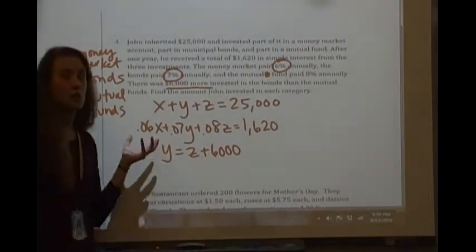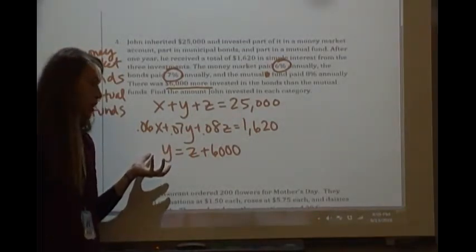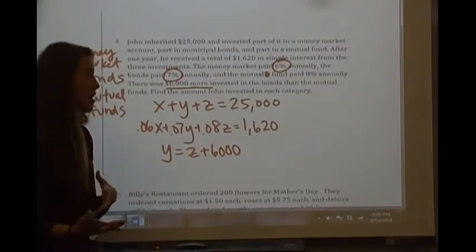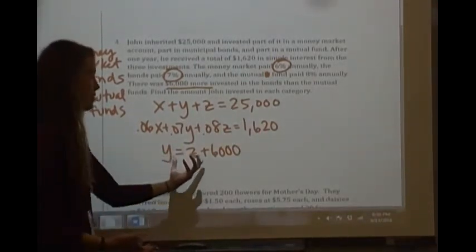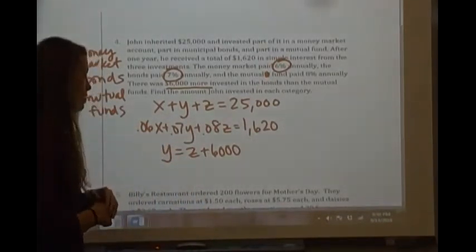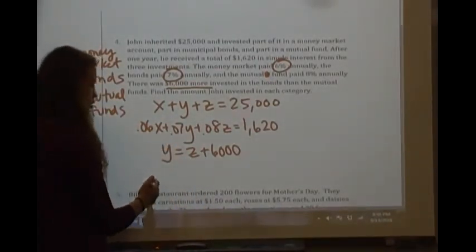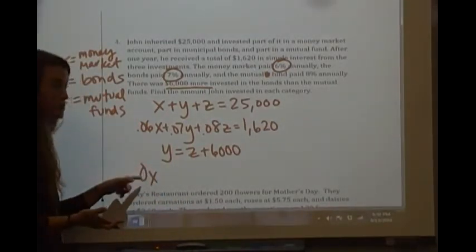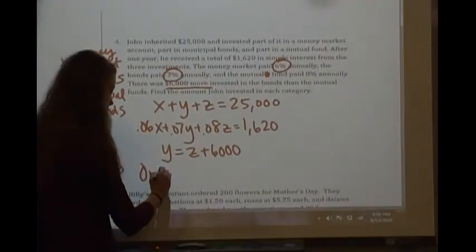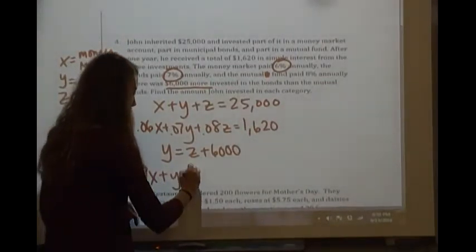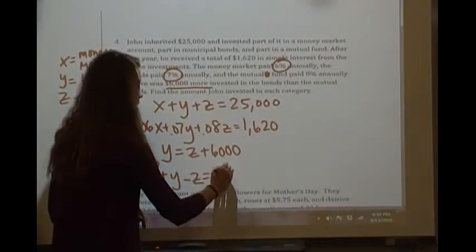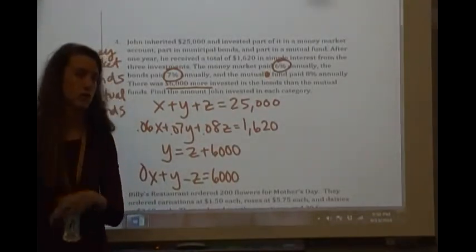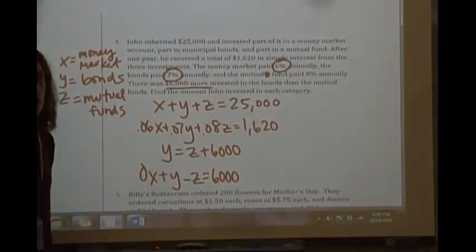Now the problem here is that we have this equation that does not match our model, that we need to have all the variables on one side and all the constants on the other. And this one we have a z on the right side and not on the side of the other one. So we're going to move that z over, and I'm going to write this to have 0x, because I don't use x in this equation, but we'll still need a coefficient for it. So it's going to be 0x plus y minus z equals 6,000. And now I have all of my variables accounted for, 3 equations, 3 variables.